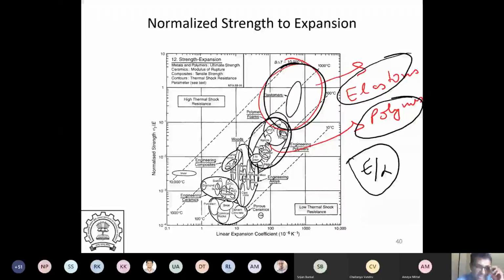So here you see elastomers and even polymers behave better than ceramics, because most of the metals and ceramics do not deform as much. So if you want to see thermal shock resistance, polymers will have both thermal and mechanical shock resistance. Of course, the problem is that you cannot use them beyond a certain temperature. So you will have to identify the right materials to use.